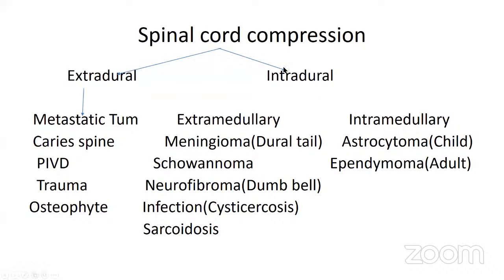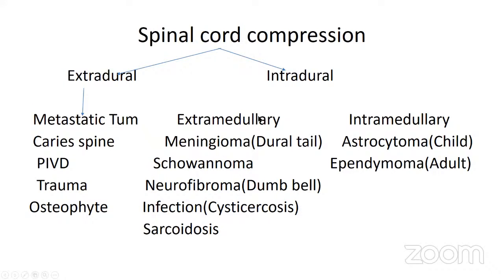It may be extradural or intradural. The extradural is coming from outside the dural space. That means it may be a metastatic tumor, caries spine, disc prolapse, vertebral infection, trauma, osteophytes and degenerated spine. These are all the causes of extradural compression.